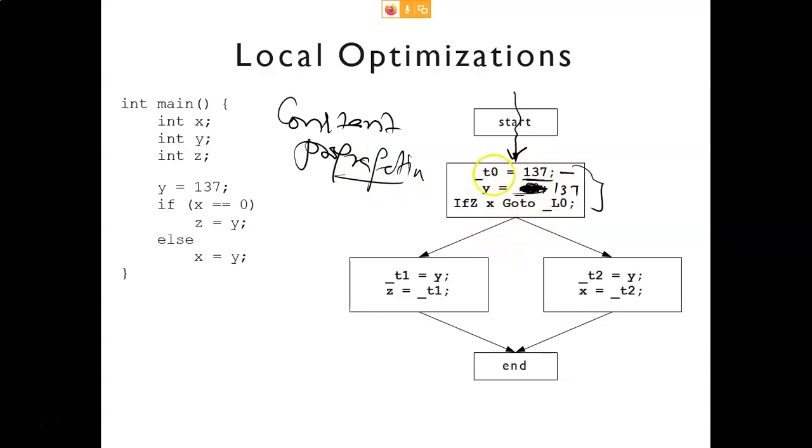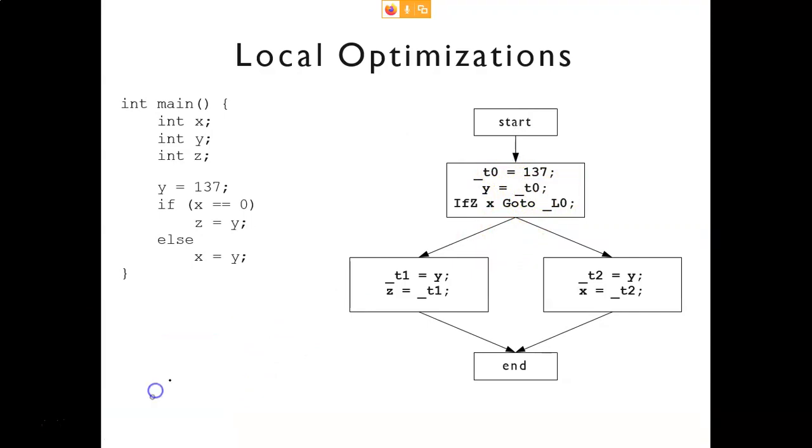Now, after this, you can do constant propagation. You can just directly assign Y equal to 137, and then you can remove this, because it will become dead code. We will see at a later point why this becomes dead code, but you can eliminate it, and this will be your optimization. You can see this is your local optimization. This is how you can do the local optimization.